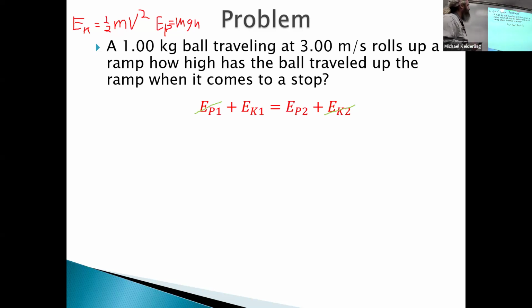So in your initial case, you only have kinetic energy, and in your final state, you only have potential energy. So 1/2 mv squared equals mgh. We can cancel mass and solve for h. We divide both sides by mg, and we get height equals v squared over 2g.